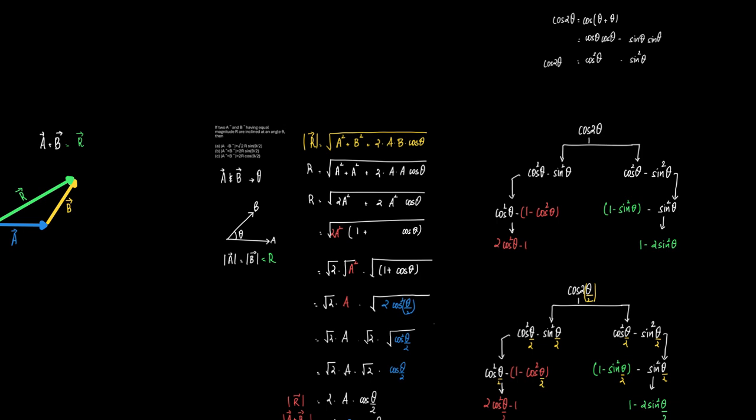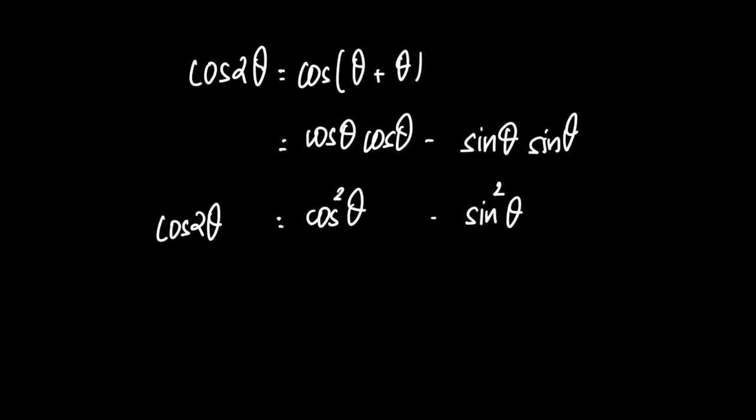The second would be the expansion. What is cos 2 theta? It is cos of theta plus theta. Now, what is cos of theta plus theta? It is cos A cos B minus sin A sin B. So it is cos theta cos theta minus sin theta sin theta. What is cos theta cos theta? It is cos square theta, and sin theta sin theta is sin square theta. So basically we have cos 2 theta is equal to cos square theta minus sin square theta. Right?